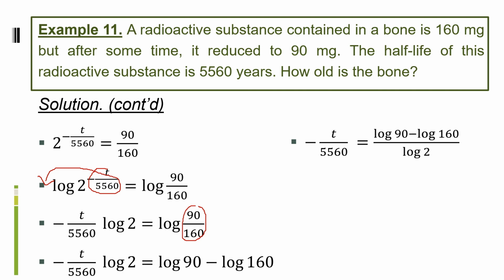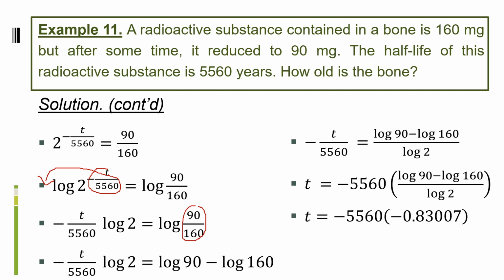Then we divide both sides by log 2, so we have negative t over 5560 equals log 90 minus log 160 over log 2. Then multiply by negative 5560, t is equal to negative 5560 times negative 0.83007, or approximately equal to 4,615.22 years.